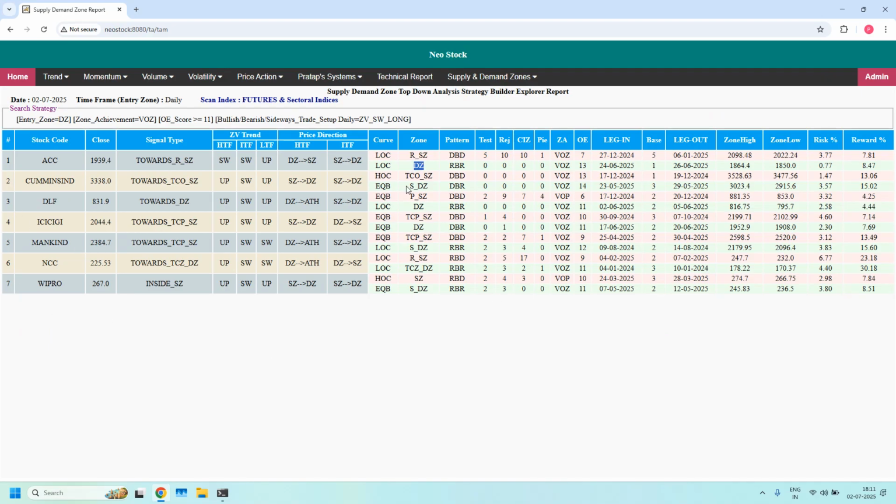and entry time frame zones are daily demand zones. Sideways long trade setup for monthly income trade, entry time frame, daily demand zones. We got 7 stocks. Some pierced zones are there. I think one zone is there. You can use only pierced zone strategy. You can't directly plan sideways trade setup for this.